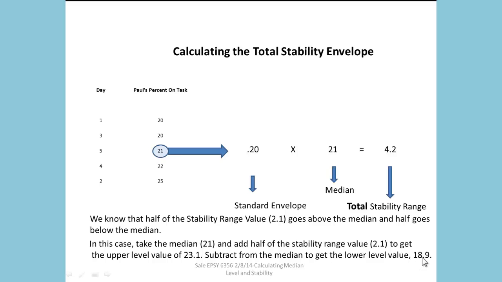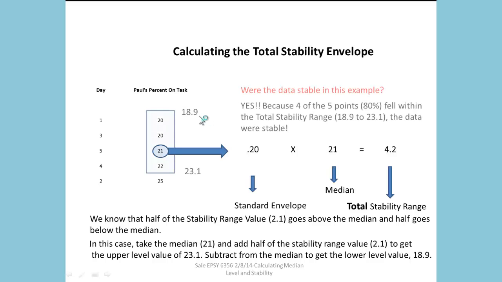Now, the question, of course, is, were the data stable in this example? That's the, as they say, $64,000 question. And I believe that you'll find that yes, the data were stable. I've got my little box here that shows approximately 18.9 and approximately 23.1.